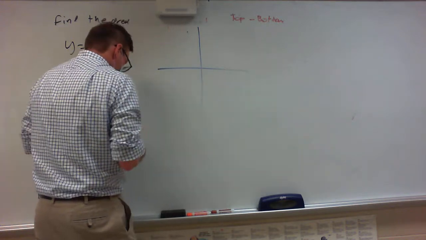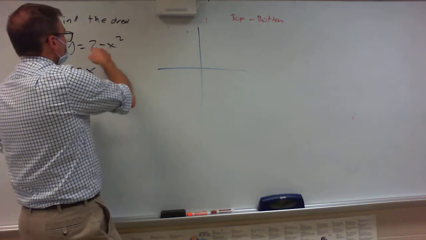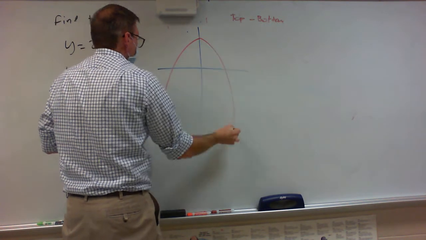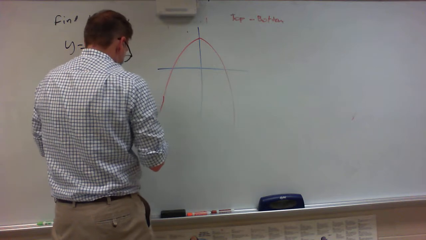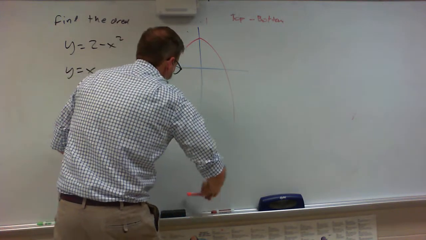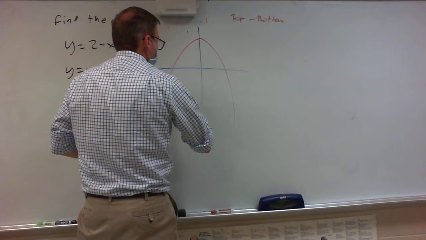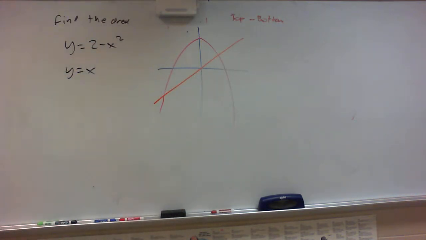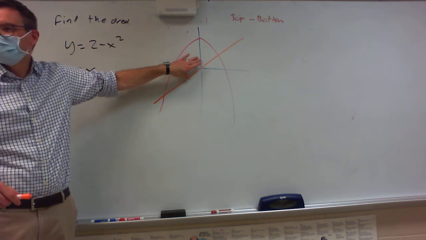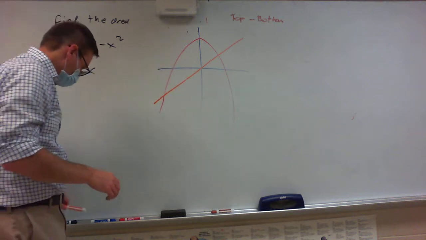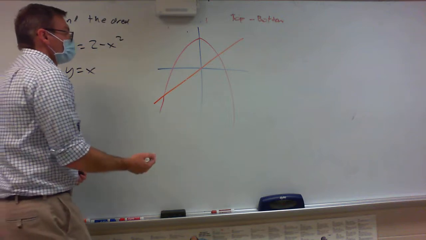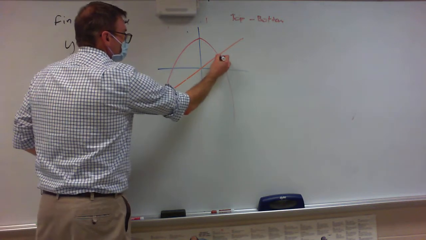So we draw the picture, and 2 minus x squared, that's over here, right? That does this thing. Y equals x does this. Do we have a region that's bounded by the graphs? Yes. Does everybody see this is what we're talking about? Okay, now, whenever this happens, and it will, your job is to figure out those intersection points.